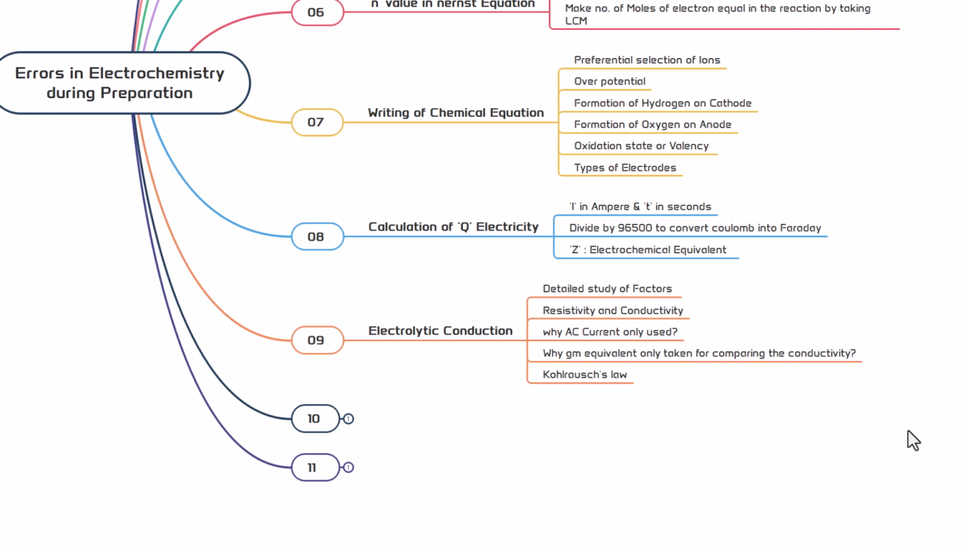So you use a proper theory for it. The most important point: why alternating current only is used and not the direct current. So AC is used only to find out the electrolytic conduction.